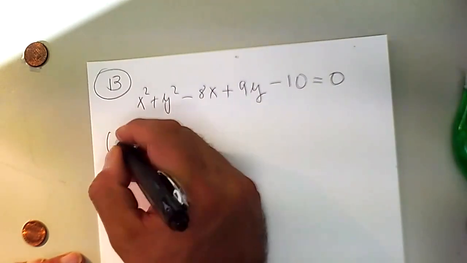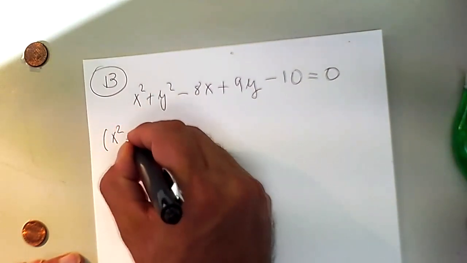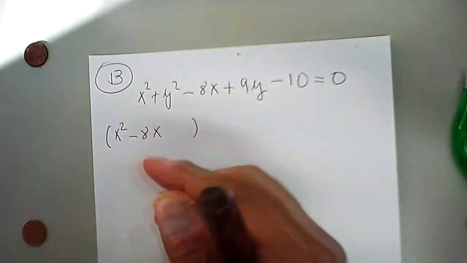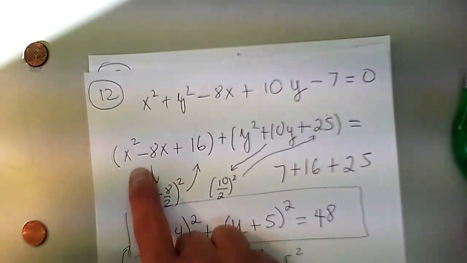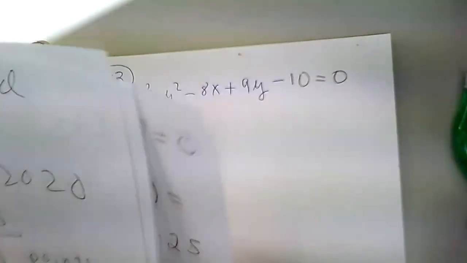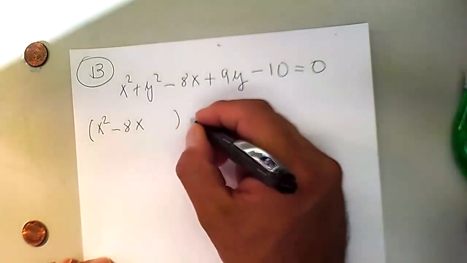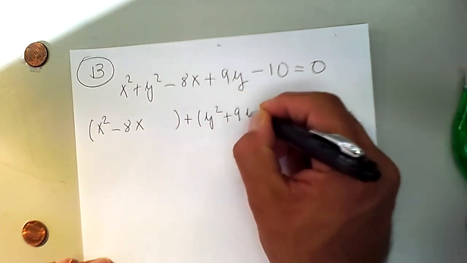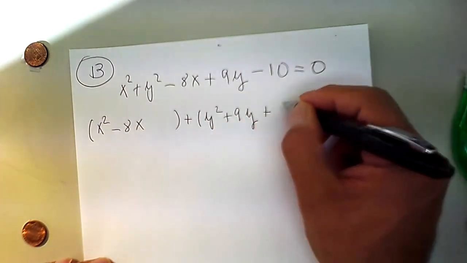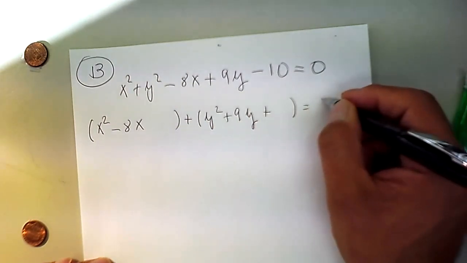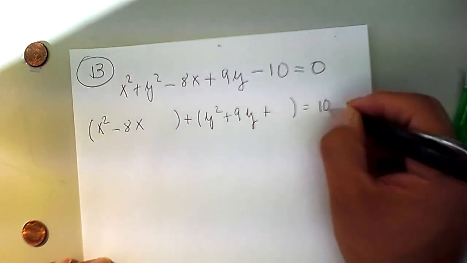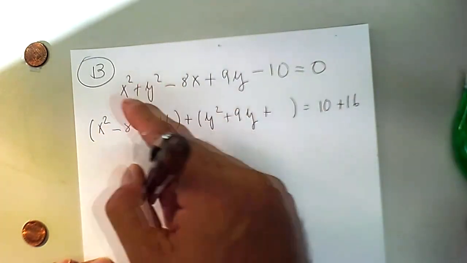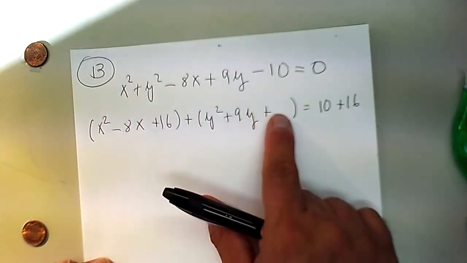So based on the previous example, keep the x's together. In fact, I purposely use the same negative 8x. That's not the complication. So we know we're going to add 16. The complication is on the other trinomial. Y squared plus 9y, add a space, equals, we're going to add 10 to both sides of the equation. We know we're going to add 16 here. We did that in the previous example. So that's the same thing. Here's the complication.